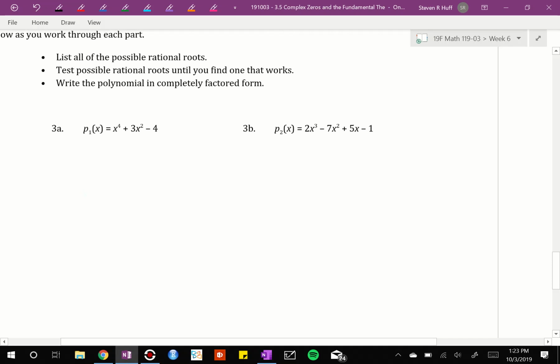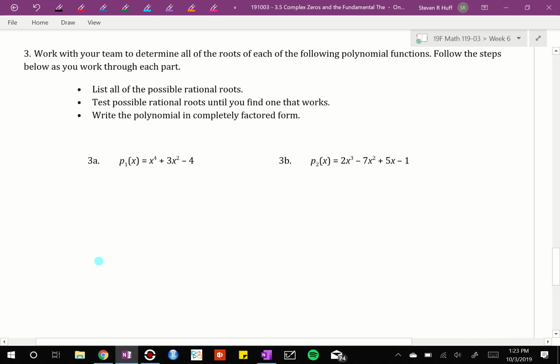Take a look at some of these polynomials. It says list all the possible rational roots, right? That's going to be key. Test your possible rational roots until you find one that works, and then write the polynomial in factored form. These are the three general steps you need to take into account when you are solving these polynomials, or when you're trying to factor them.